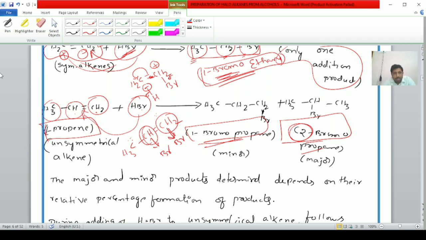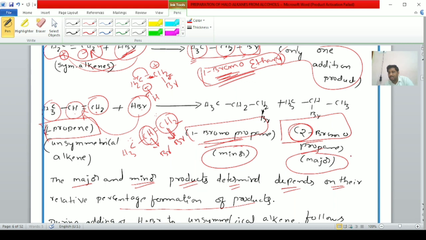The major and minor products depend on their relative percentage formation of product. Here, I have written, it is the minor product, that is the lesser percentage. It is the major product, that is the greater percentage. Major means 90% product is formed, the highest percentage. Minor means less percentage, 10% product can be formed.